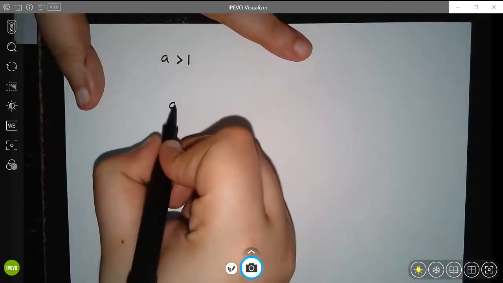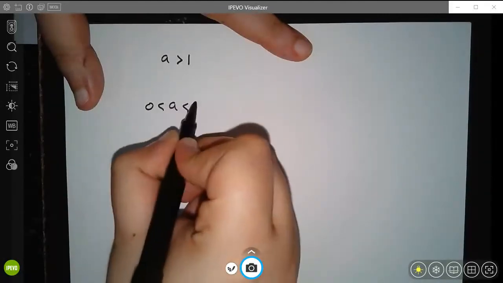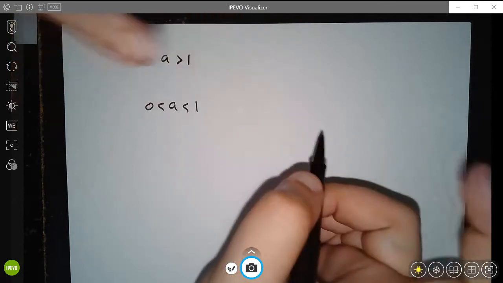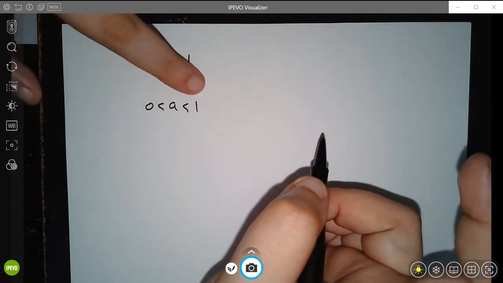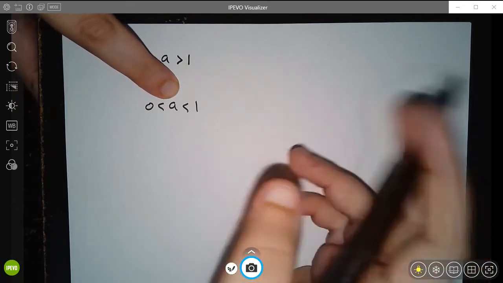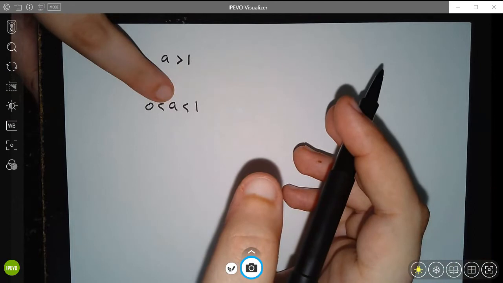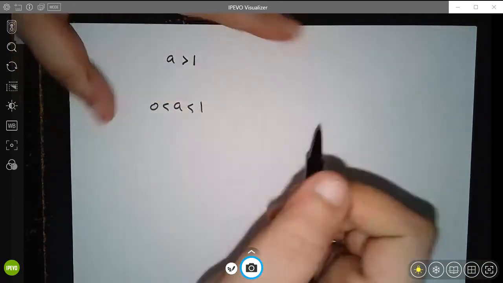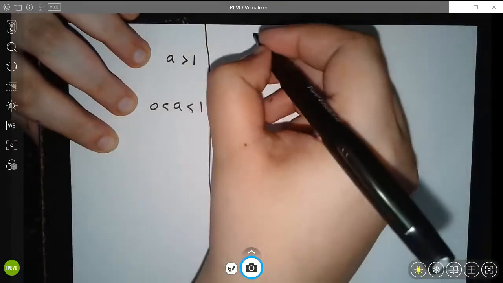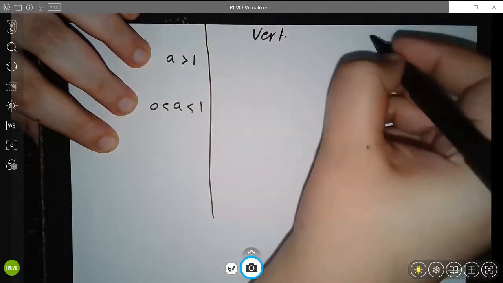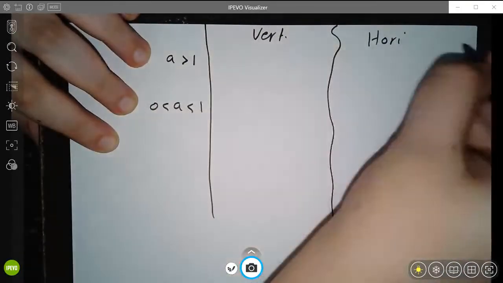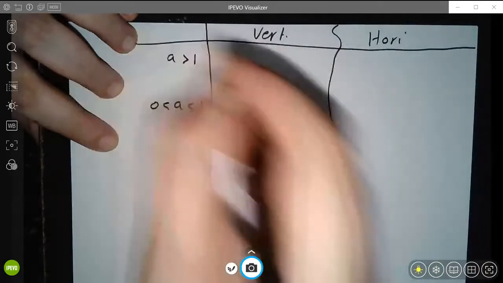The second one is when A is between 1 and 0. Okay, that means it's like a teeny tiny number. It's still not negative because it's bigger than 0, but it's less than 1. And I'm talking like 3 over 8 or 1 over 2, you know, fractions. Something tiny. Okay, so these are my two types. Now the same type of multiplication is going to happen to the function both vertically and horizontally. So I'm going to draw a line and show you what happens to both.